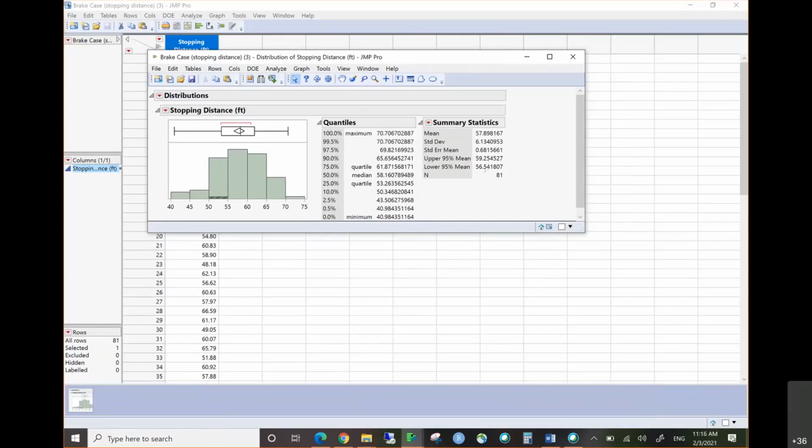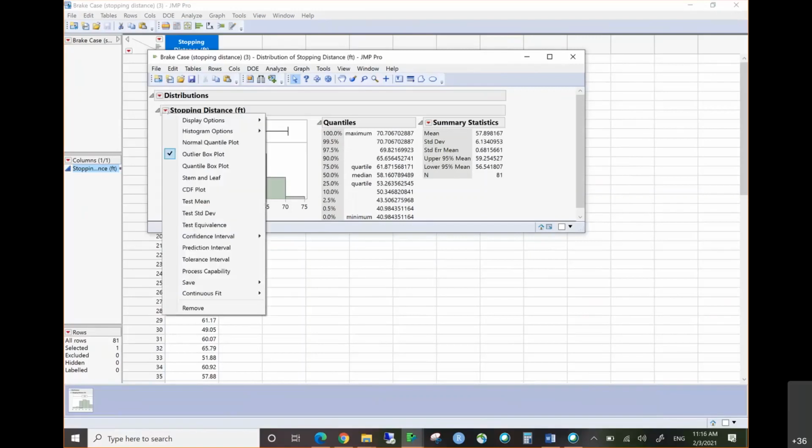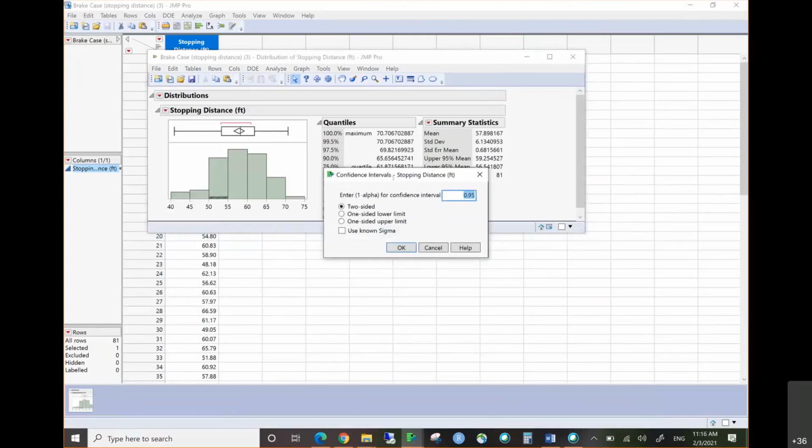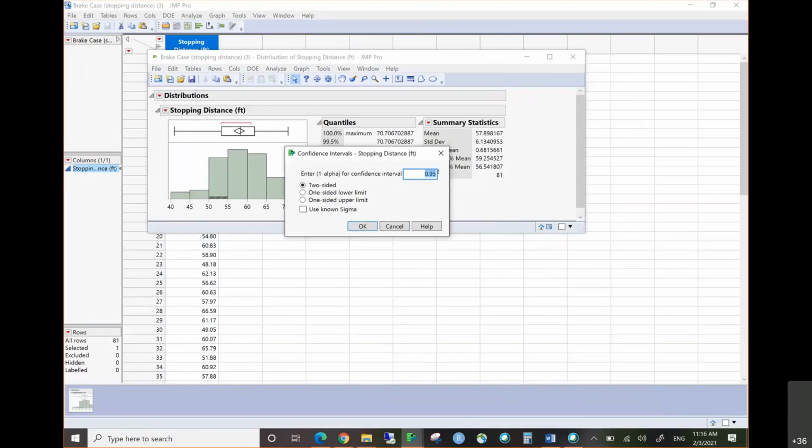What if I want to change my confidence level? Click another red triangle beside the stopping distance. In the following options, there is one called Confidence Interval. Choose Other. In this option, you can change whatever confidence level you like, so 0.90 or 0.80, 0.75, whatever you like.